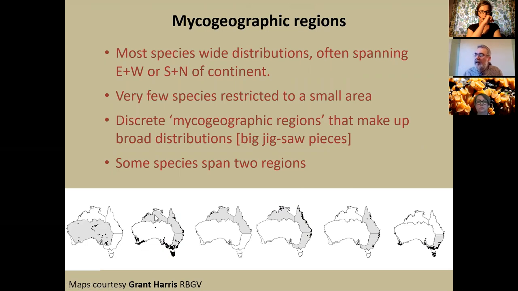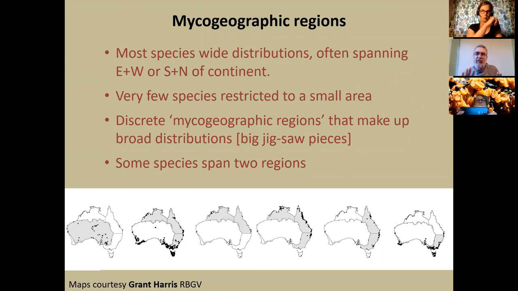There are species that are found everywhere except for the deserts. There are species that are found across the top end, like Gloeophyllum concentricum, and through to Queensland. Species found right around here in the top end, down the east coast to sort of northern New South Wales. Species found not up in the top end, but along the east coast, further down south. And then this very common pattern here in southeast and southwest Western Australia.